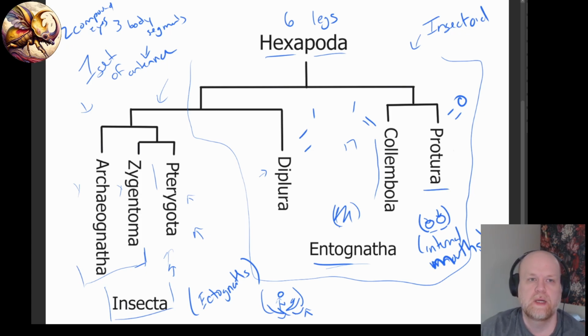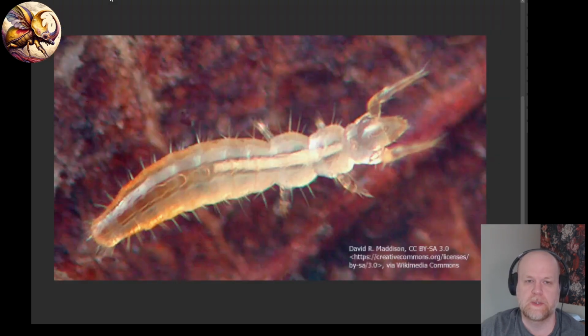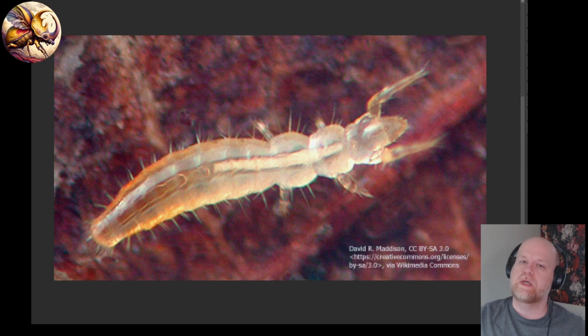So the Protura are, again, very, very small. All of the Entognatha are small, but the Protura are extremely small. And they are best defined by their almost complete lack of anything. They generally live in soil. All of the Entognatha are generally associated with soil or leaf litter, things like that. But the Protura are really defined by their complete lack of anything to really talk about.